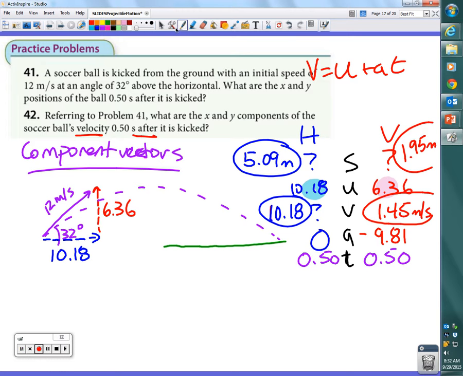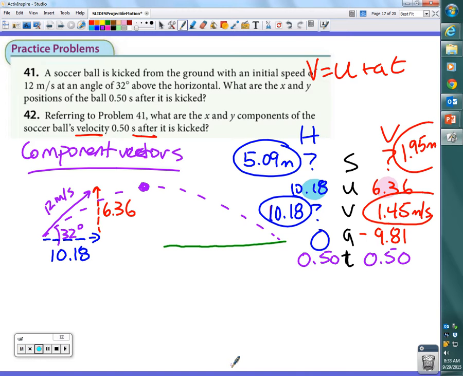What would the vertical velocity be right there? It should be 0. That was supposed to be the top of the motion, right? Now, the vertical velocity is 0, but does that mean the ball is at rest at that point? No, it's still moving horizontally, right? So at that point, the velocity would just be 10.18 because there is no vertical component. It's all horizontal at that point in time, okay?